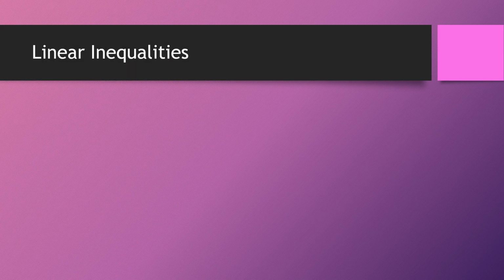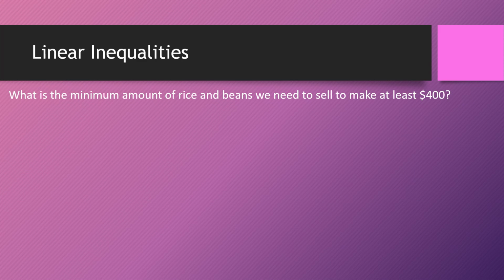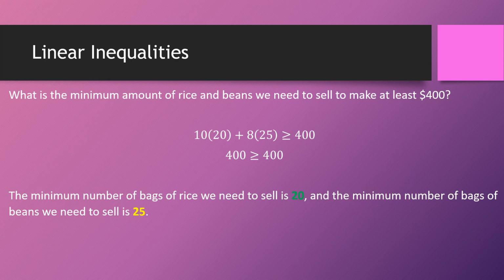We aren't done yet, though. We need to answer what the word problem asked us. What is the minimum amount of rice and beans we need to sell to make at least $400? If we plug those x and y solutions into our first setup inequality, we'll end up with $400 greater than or equal to $400, which is a logically true statement. We can now answer the word problem in plain English. The minimum number of bags of rice we need to sell is 20, and the minimum number of bags of beans we need to sell is 25.